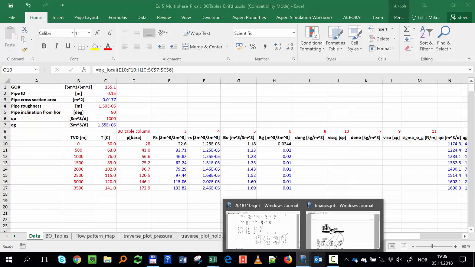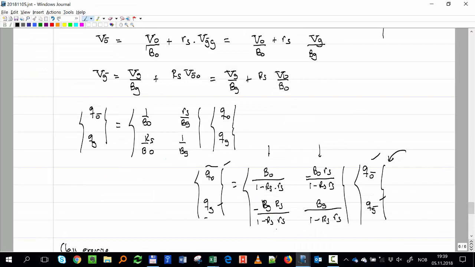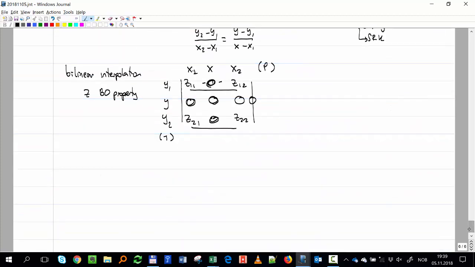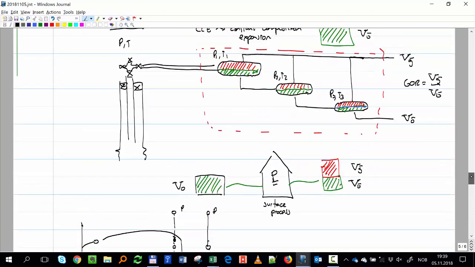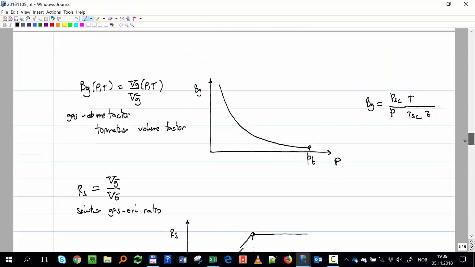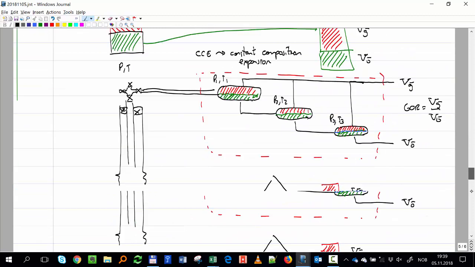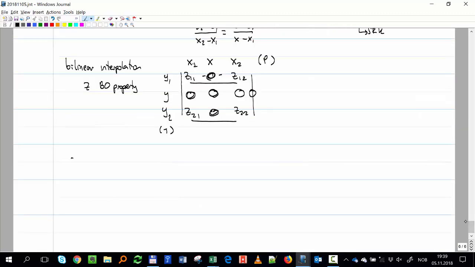Before we abandon these properties, I think we have done what I wanted to say about them, but I just want to say how they look. We already mentioned how Bo looks. Bo is here, Rs, Bg. So the only one we are really missing is the small rs. How does small rs look versus pressure?